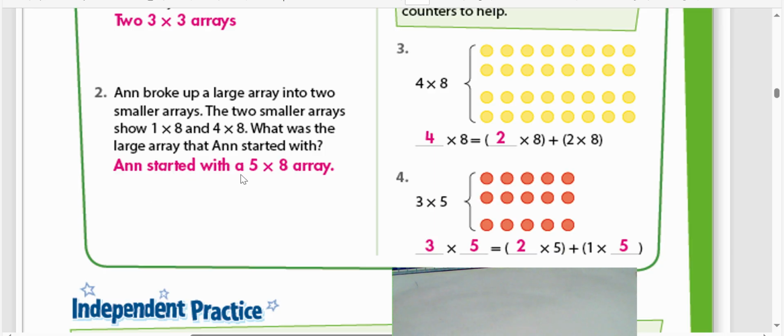Let's start with the 5 times 8 array. For this example, 1 times 8 and 4 times 8 will be 5 times 8, because 8 was repeated and we must add 1 and 4. 1 plus 4 is 5, and it will be 5 times 8.